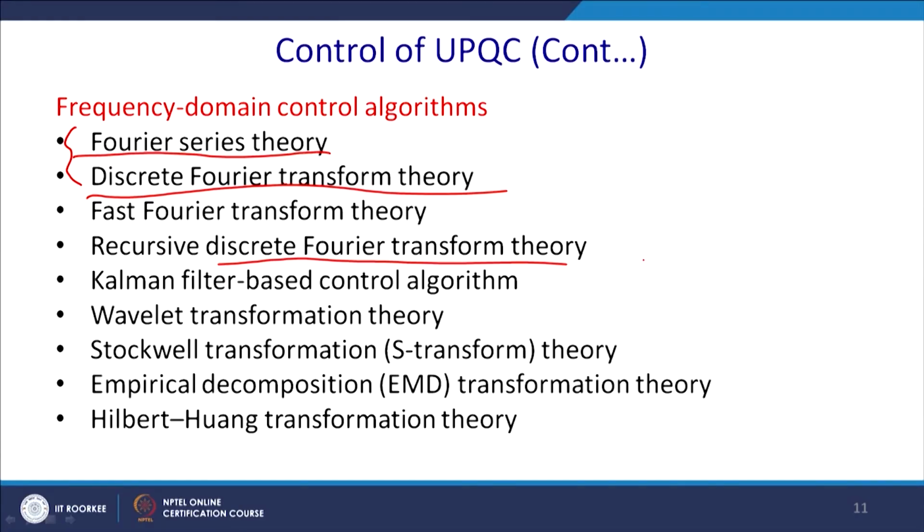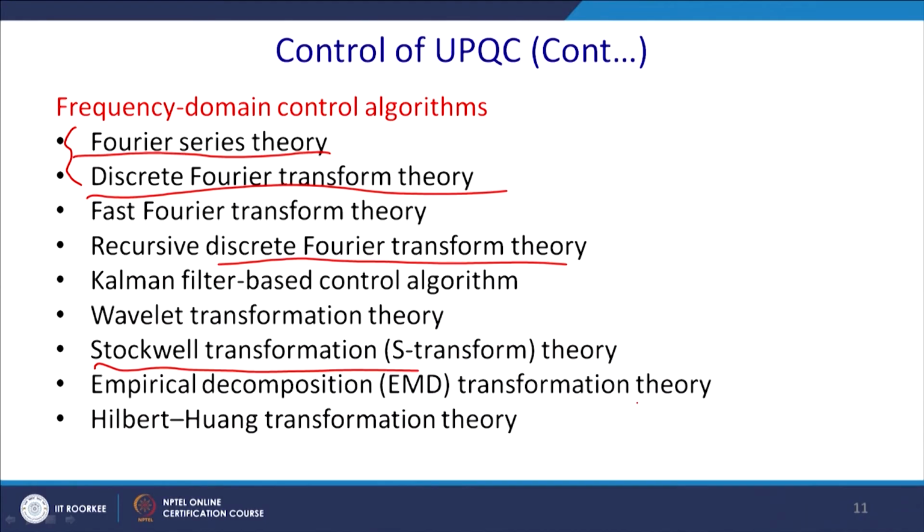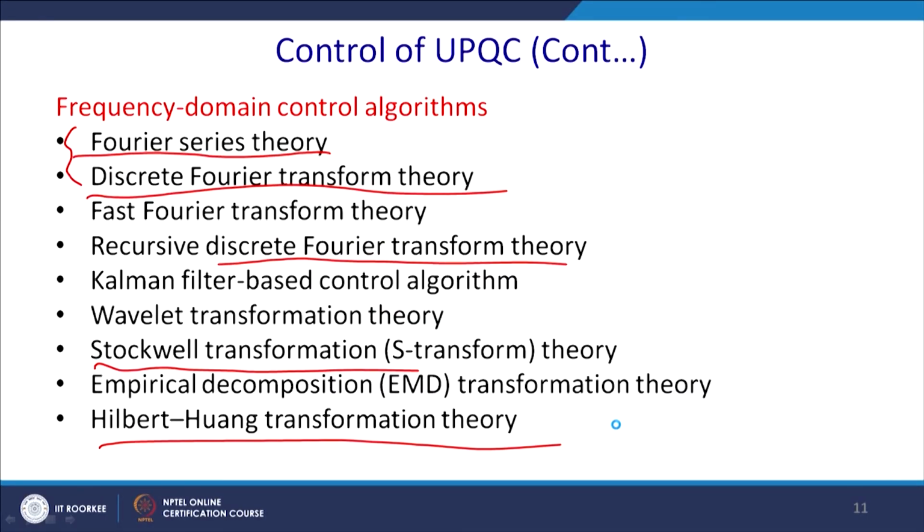In the same way, a few new techniques are emerging in the research domain, such as the Stockwell transformation theory. These kinds of techniques are now emerging for computing the current content in a load as well as the voltage. Empirical decomposition and transformation theory is also coming from evolutionary computing, and is one of the very important things nowadays, with many researchers working on it. Another is the Hilbert-Huang transformation theory, which is also quite important and is used to compute the harmonic components. These are basically the major ways of computing the harmonics.